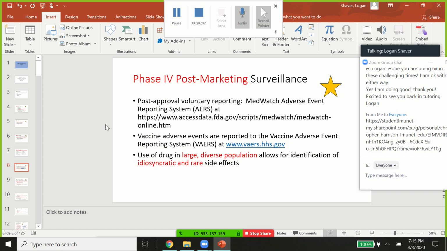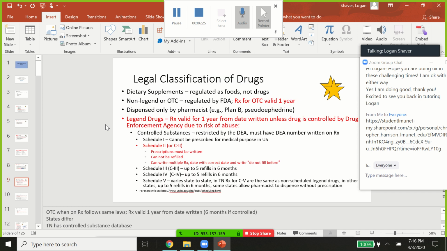Phase 4 allows for identification of idiosyncratic and rare side effects. What idiosyncratic means is basically allergic reactions. We'll cover that a little bit later. And of course, rare side effects as well. So that's the point of phase 4, to weed out anything you might have missed with the label. But like I said, this is actually released to the public at this point.